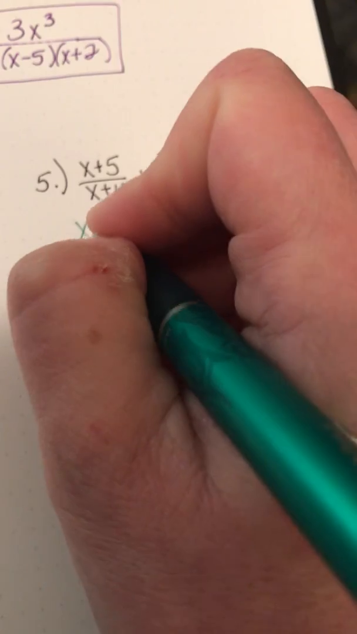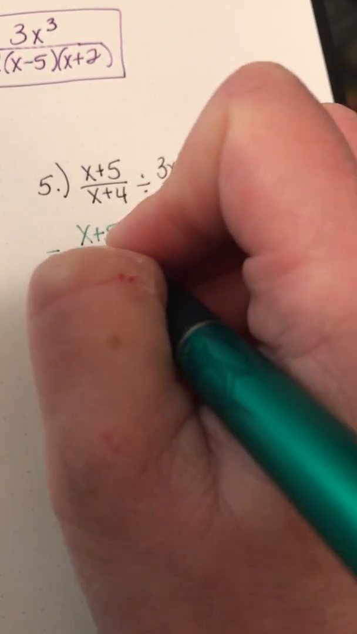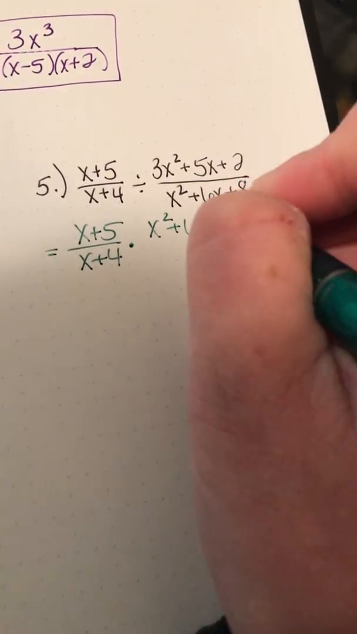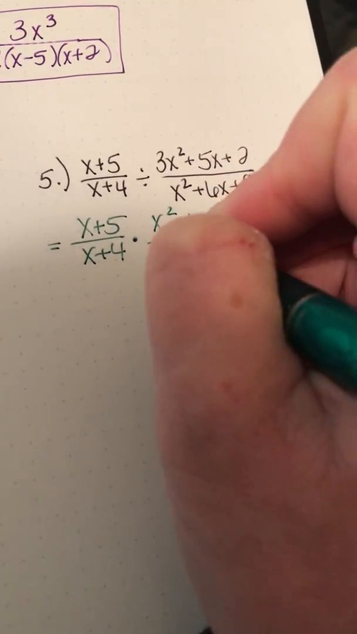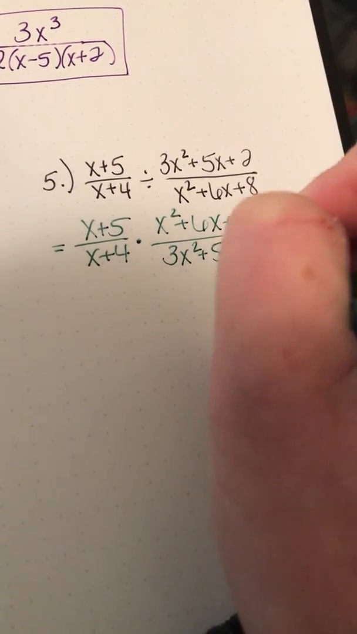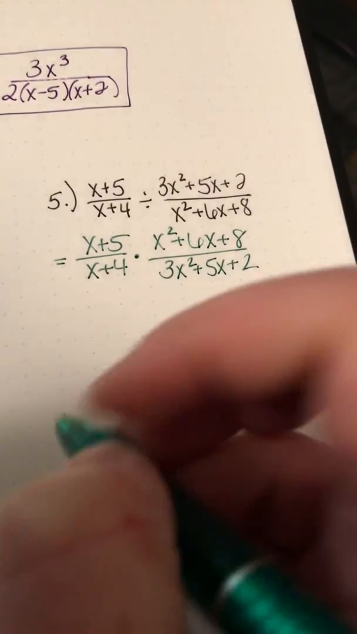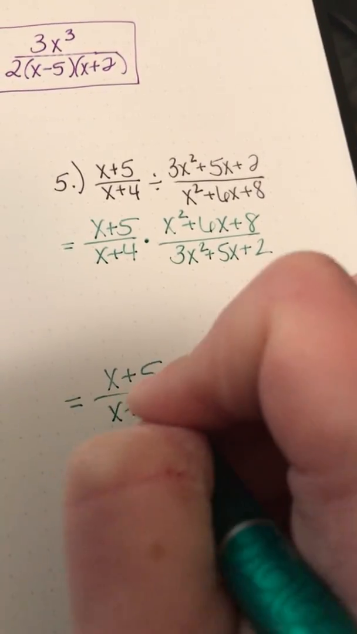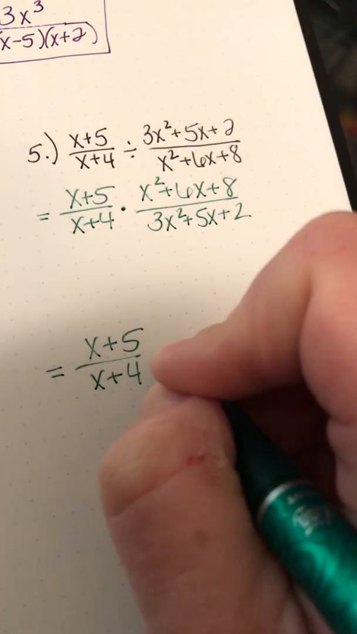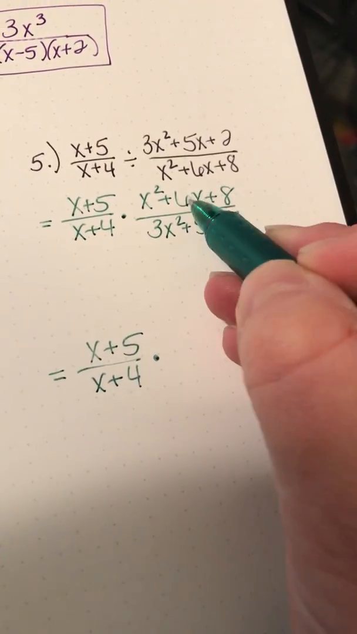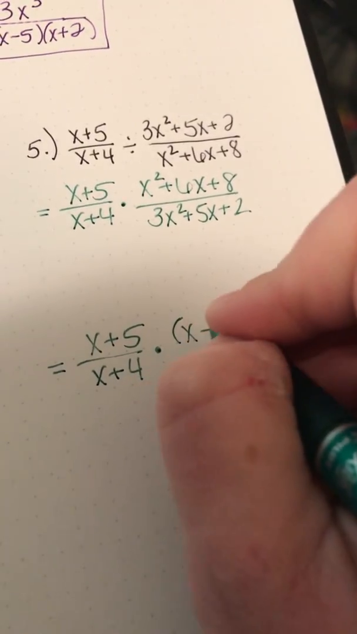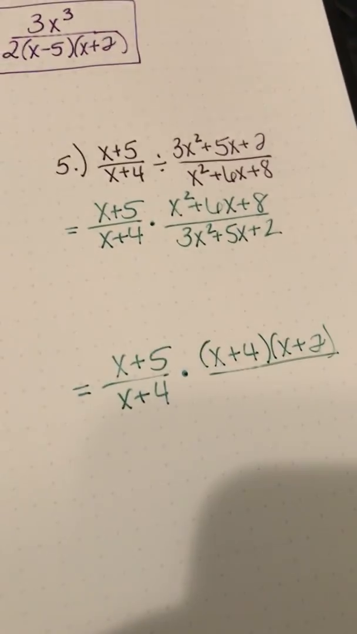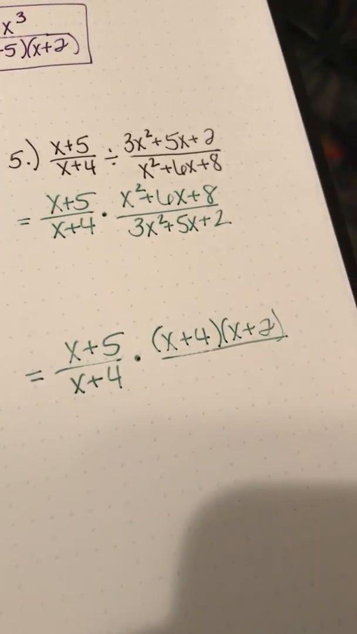We keep the same for the first fraction. We change it to multiplication, and then we flip the right-hand side. We take the reciprocal. And then we factor if we can. Now, on the left, it's already factored out. They don't have any greatest common factors. On the right, what multiplies to 8 and adds to 6, I can immediately factor that as x plus 4 and x plus 2. But in the denominator, it has a leading coefficient of 3.